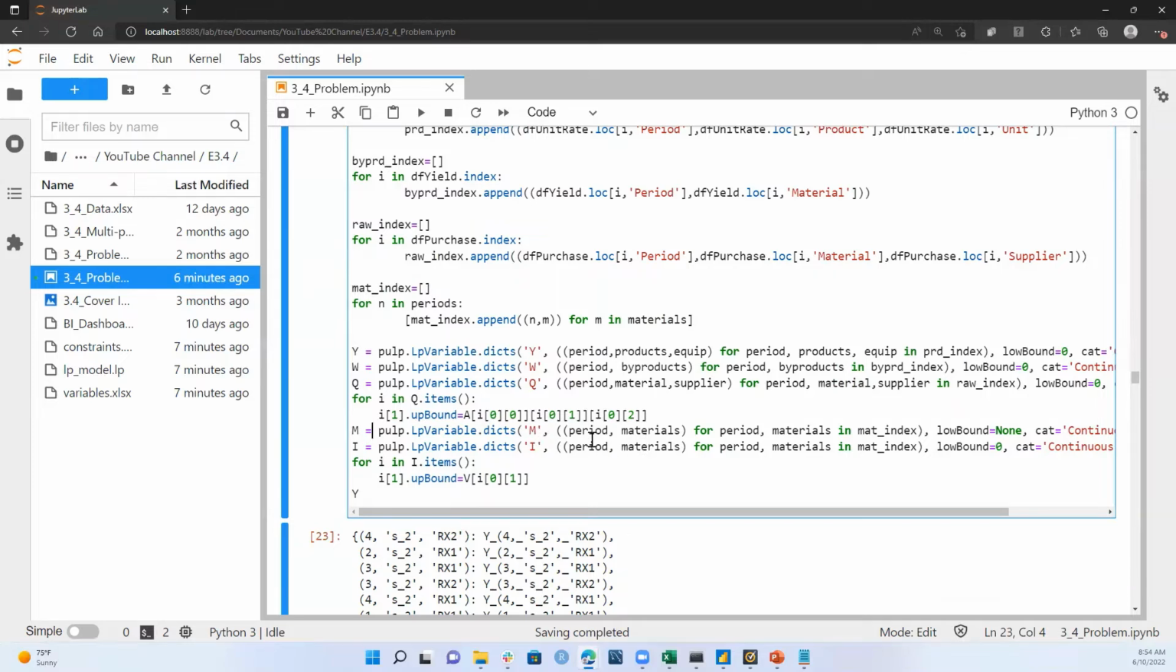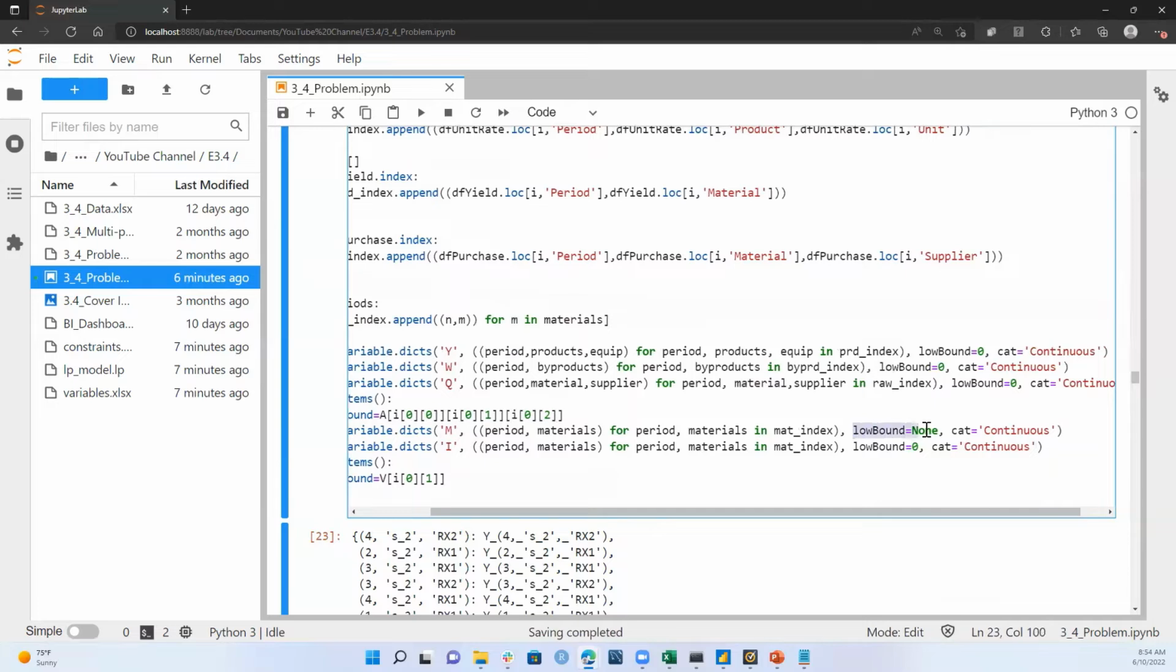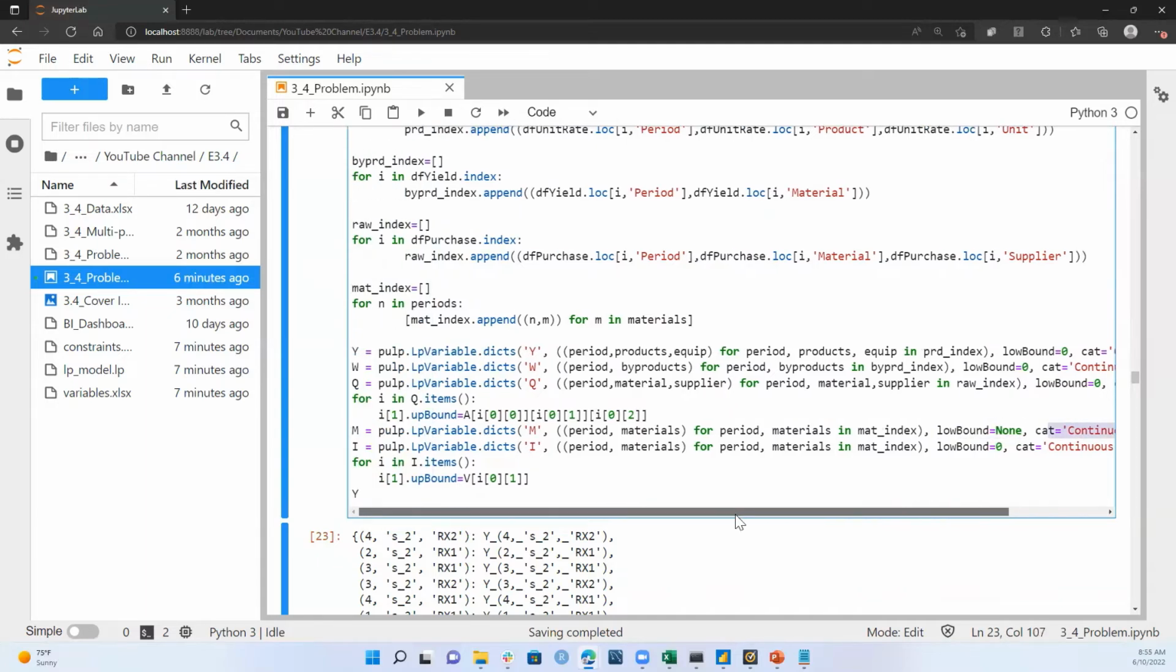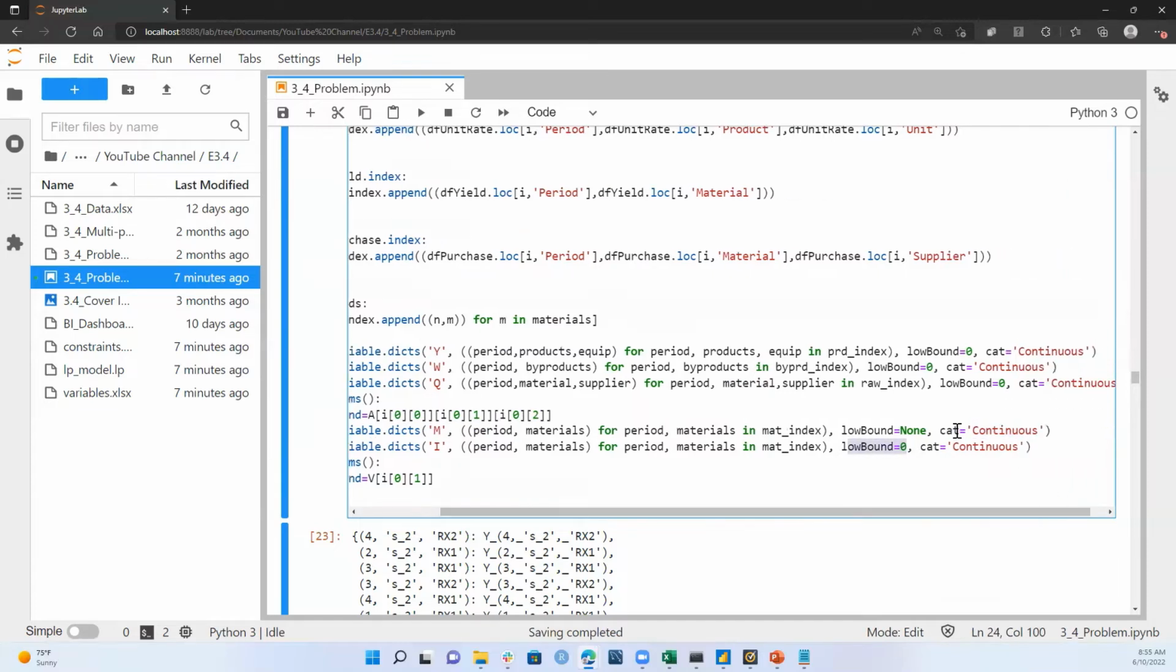So we have M, and then for each period and material in period materials, that index, the material index we made earlier. Lower bound is none. I mentioned earlier that this has to be allowed to be negative to represent an inventory draw or positive to represent an inventory build. It's a continuous variable. And then finally, we have our inventory variable I, which like M is going to be created for each period and material. So for period material in that index, it does have a lower bound of 0 and it's also continuous.